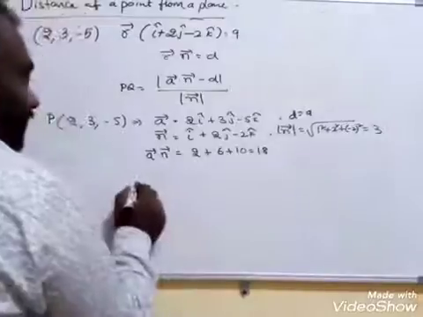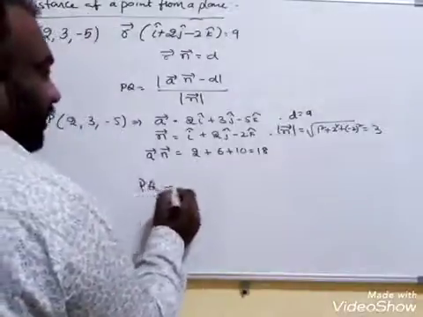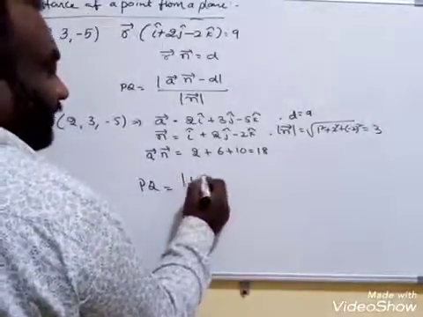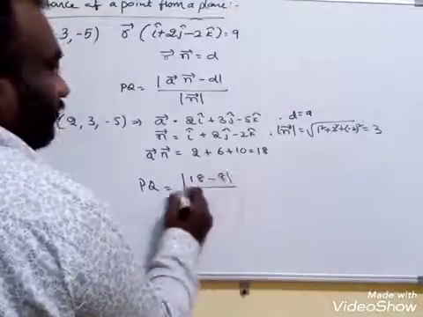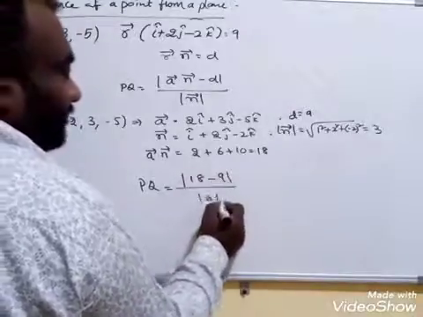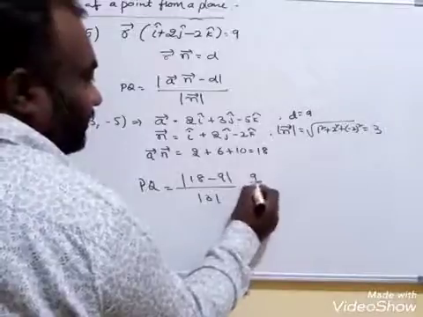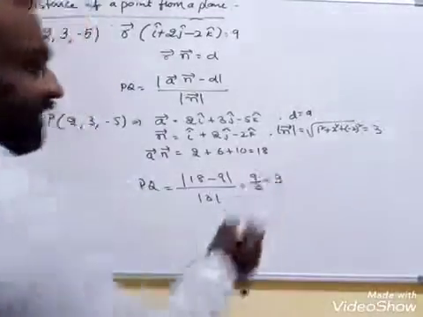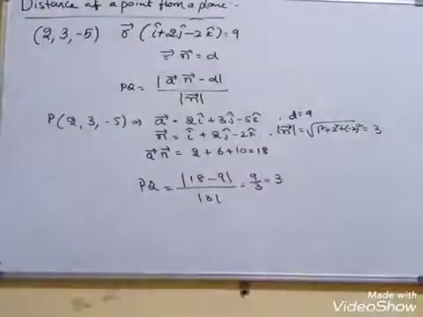Okay. Now we have PQ is equal to what we can write? Modulus of a bar dot n bar minus d, that is 18 minus d, which is 9, by modulus of 3. Therefore 9 by 3 is equal to what you got? 3 units. You got the answer as 3 units.